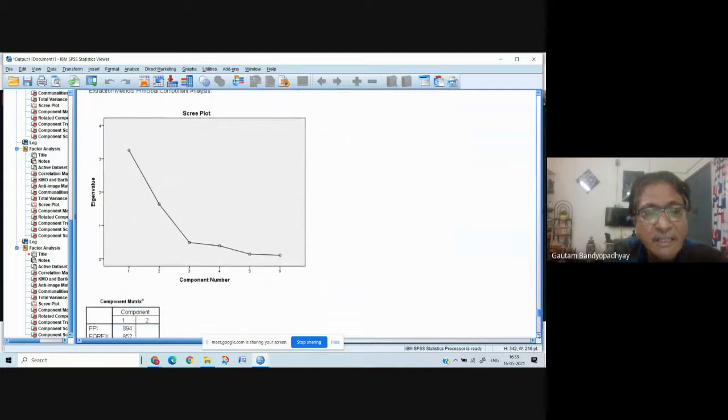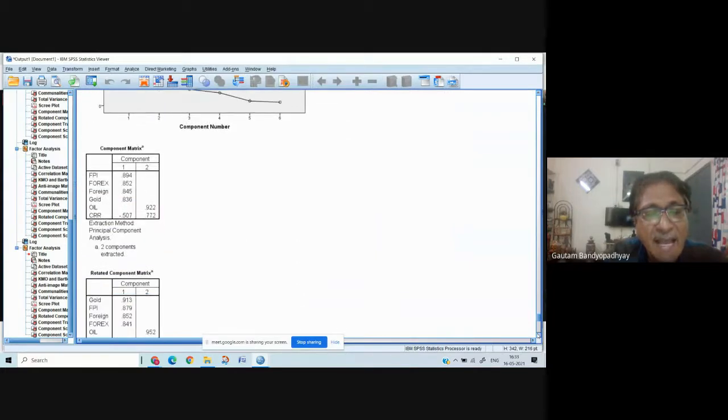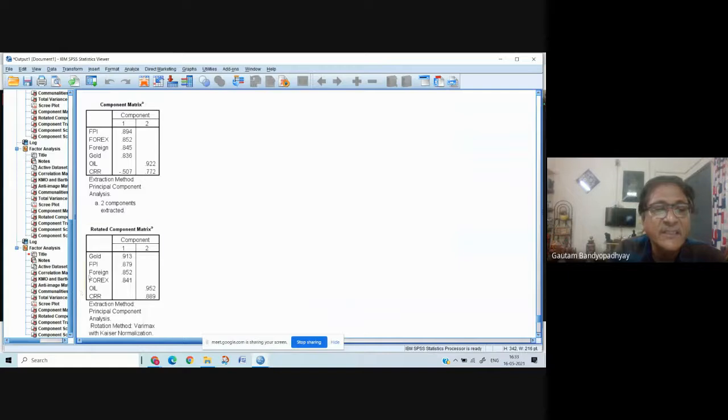Just to note, this is the component matrix and this is the orthogonal matrix, the rotated component matrix. In the rotated component matrix, we can check that these 4 variables form one group and these 2 variables form another. Okay. And naturally the between-group correlation is very low, so there will be no multicollinearity.